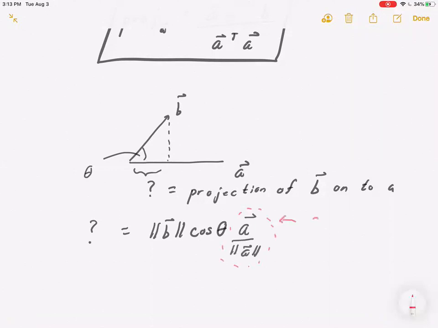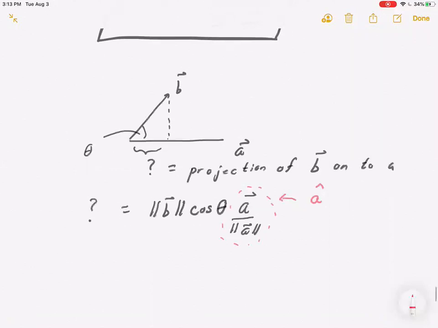So this is the direction of A. So this thing, this question mark, is really just a projection of B on the vector A. It's a vector. And if I want to simplify this expression on the right-hand side, let us multiply both the denominator and the numerator by the norm of A.